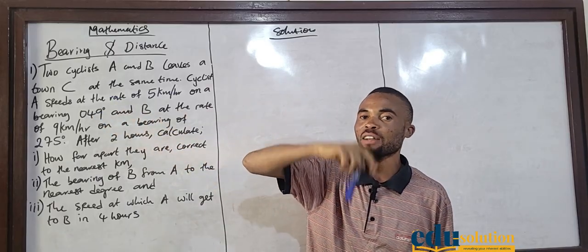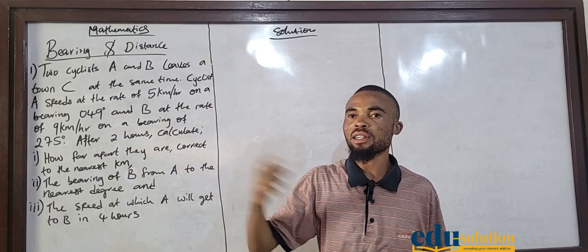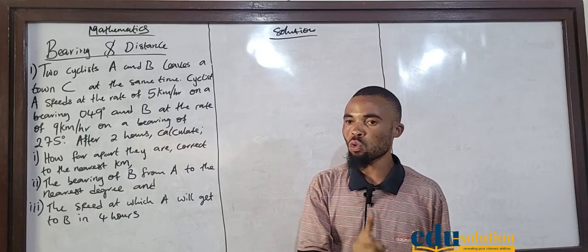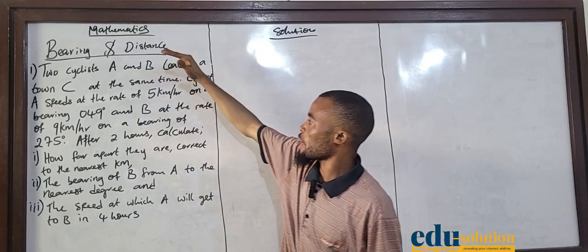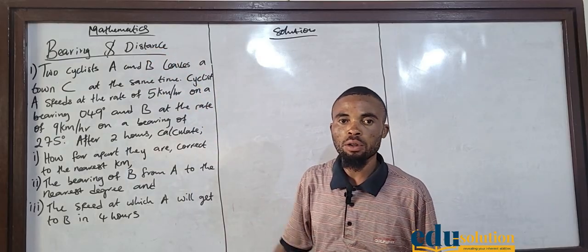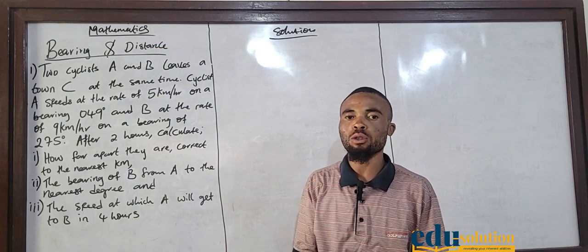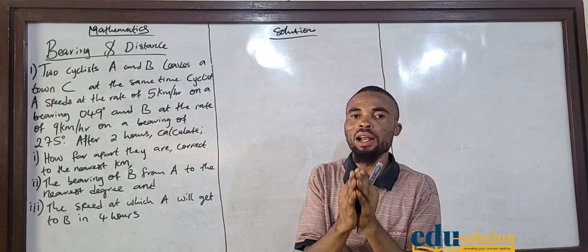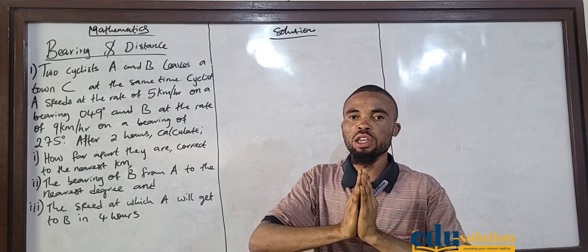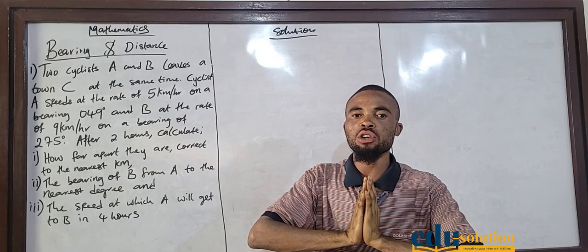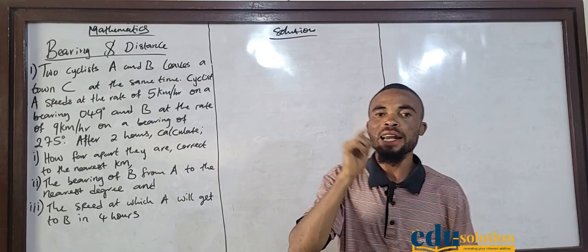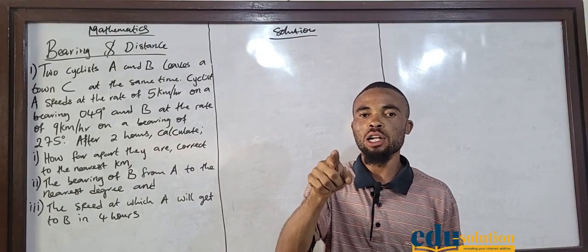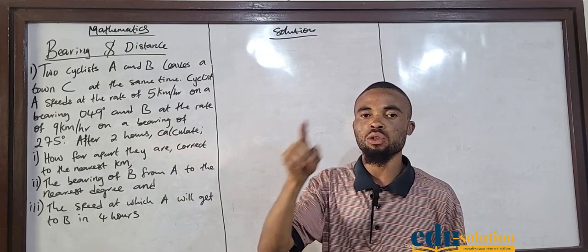If you can remember, in that video I told you that in bearing and distance, you're either looking for bearing or looking for distance. That is number 1. Number 2, sometimes you can be given questions without any diagram. From the question, you are the one to draw the diagram. In bearing and distance, the resulting diagram is usually a triangle. If one of the interior angles of the triangle is 90 degrees, that makes it a right angle triangle. That means you are going to use SOHCAHTOA. You will not disturb yourself using any other thing.